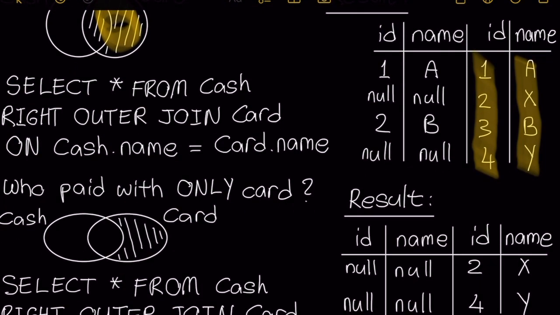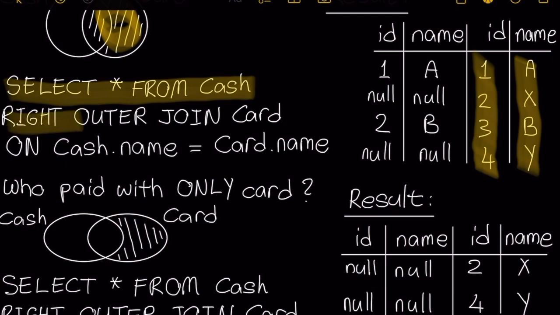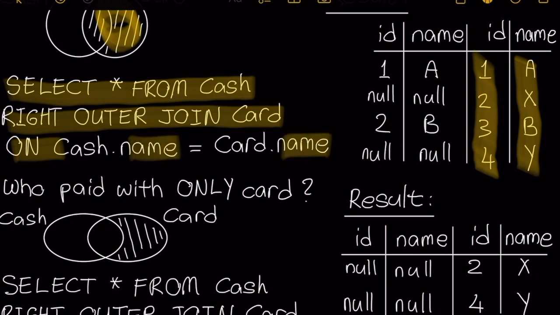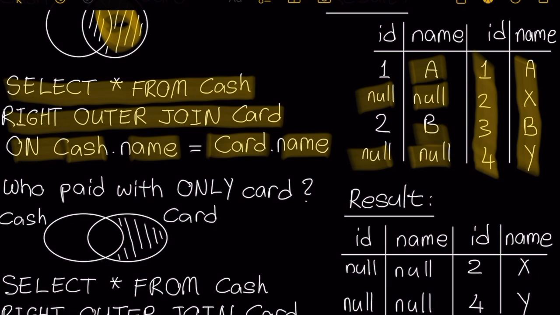To do this with a SQL query, we do a select all from the cash table, right outer join the card table, on name for the cash table and the card table. And you see here again, X and Y have corresponding null values, and A and B have their corresponding values from the cash table.